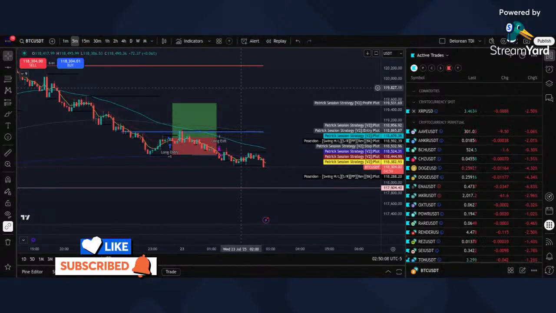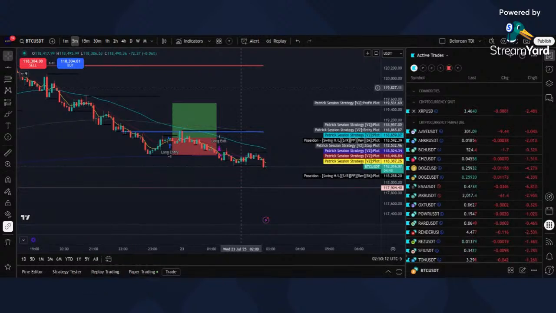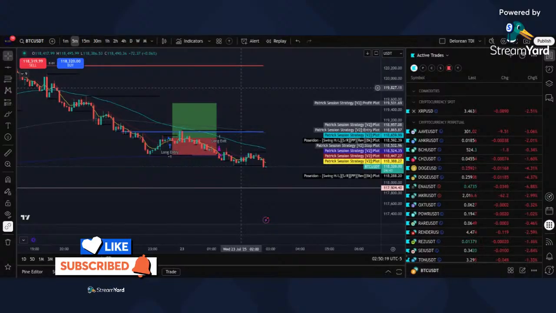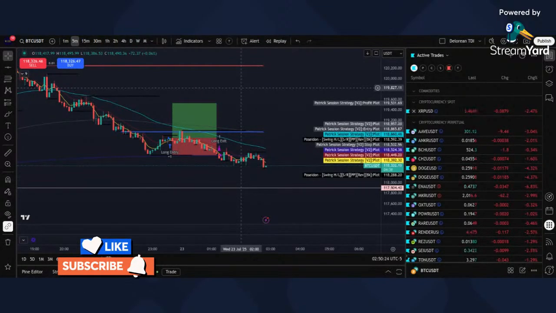We finally got a little bit of reaction on Bitcoin. It's fallen below that consolidation zone, and it's heading its way back towards 117,900, the line item that we marked off at the 50 exponential moving average on the daily earlier in the live.